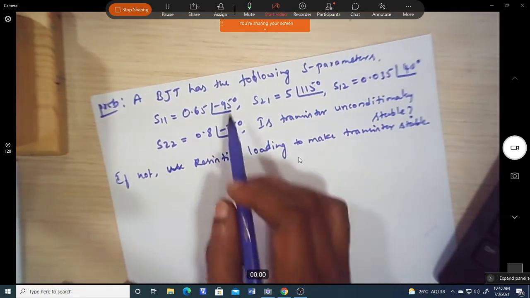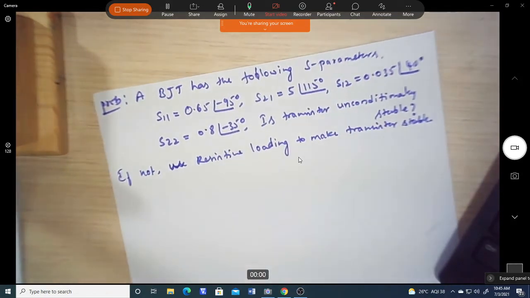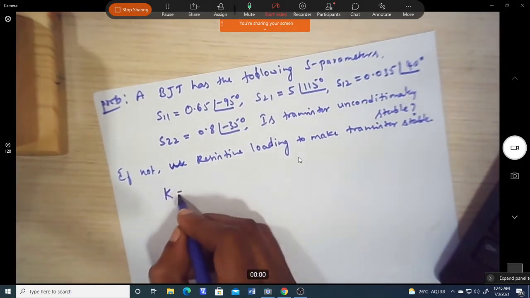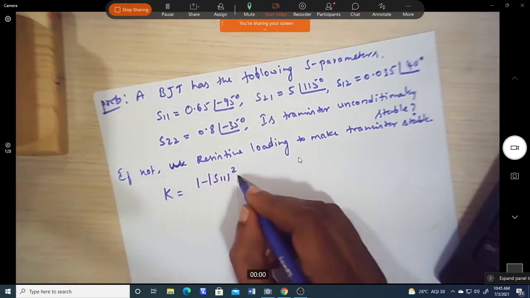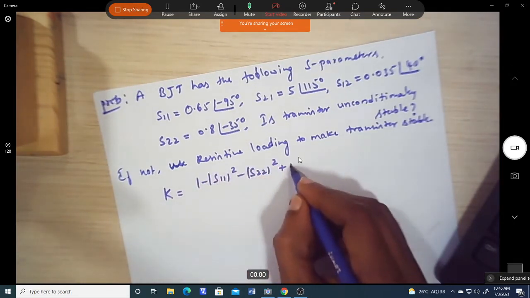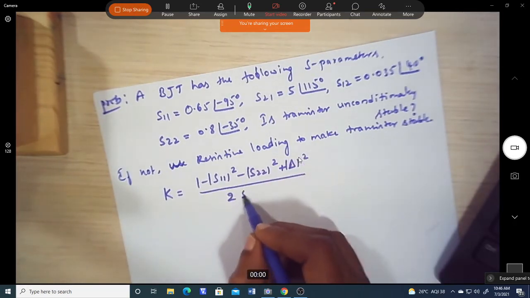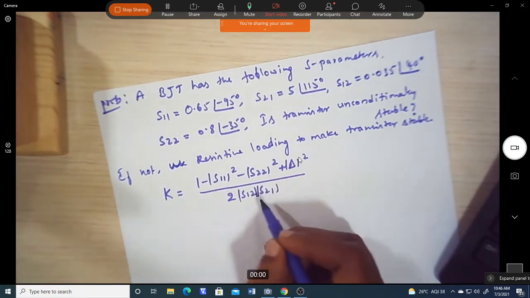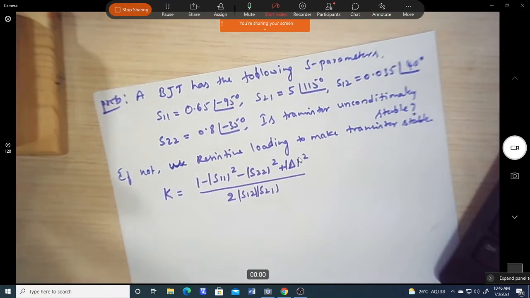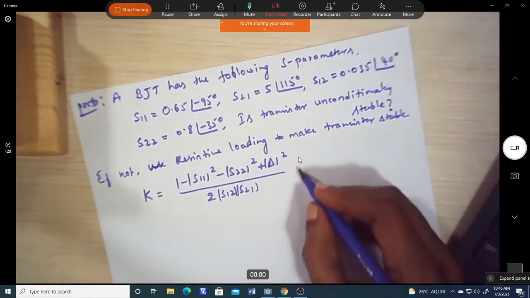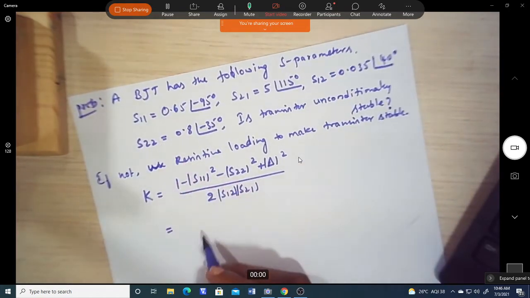Now for this problem we can find out the K and delta, so we can find out whether it is stable or not. So find out the value of K, which is equal to 1 minus S11 square minus S22 square plus delta square, divided by 2 times S12 S21. Find out the value of K, whether it is stable or not. We can find out by putting in the values of S11 and S22.